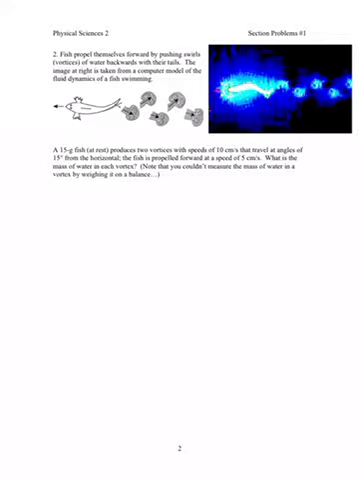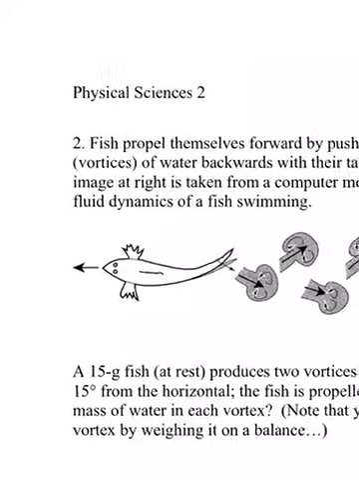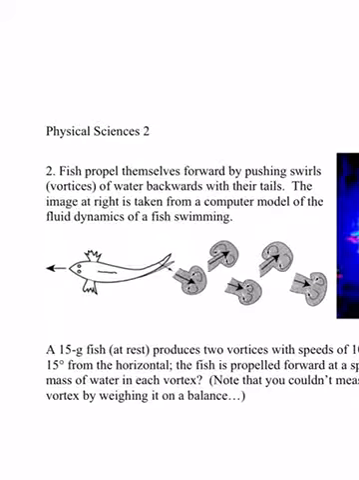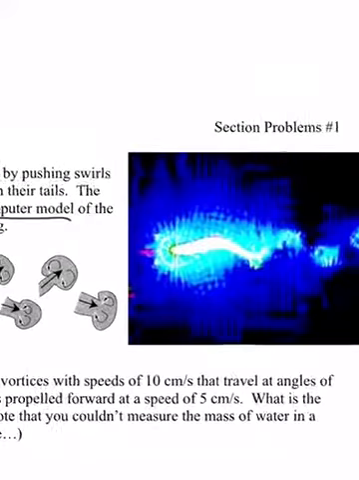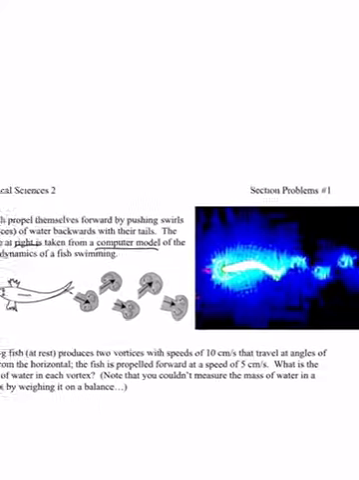Okay, so on to question 2. Question 2 is about this cute little fish. The question says that fish propel themselves forward by pushing swirls or vortices of water backward with their tails. The image to the right is taken from a computer model of the fluid dynamics of a fish swimming. Over here you have a fish on the left, and these little blue dots are the vortices that are moving backwards.